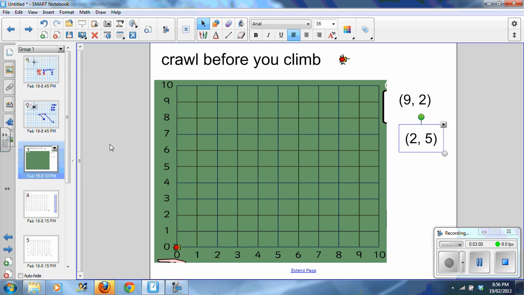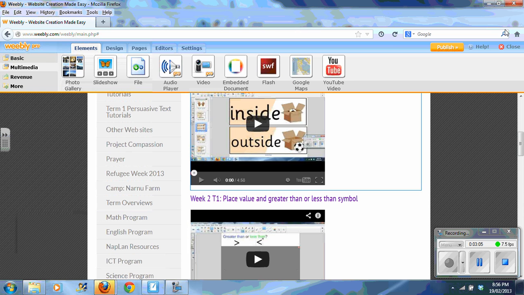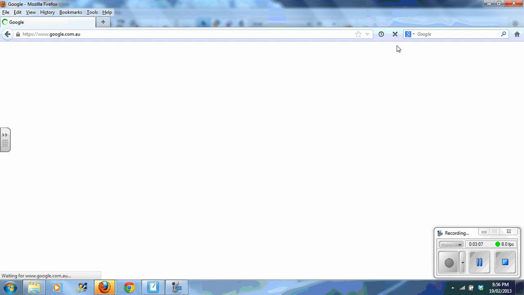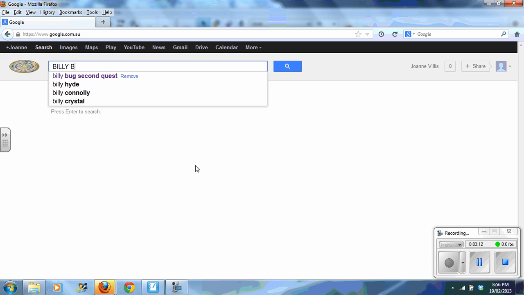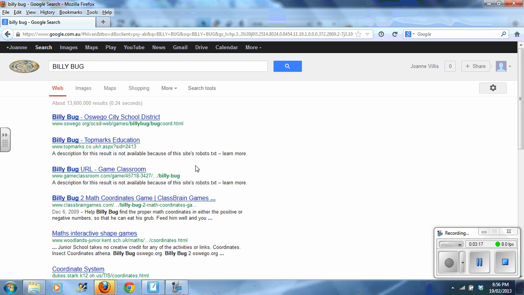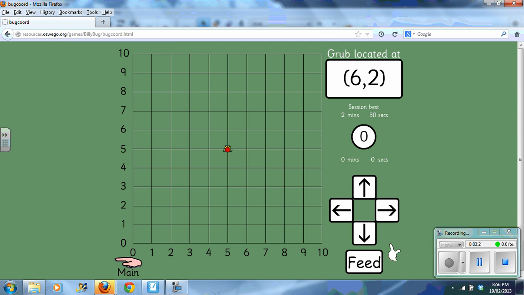Then we looked at Billy Bug. Billy Bug is really cool. Have I got him open? No, I'm going to quickly go to Billy Bug. And here's our Billy Bug. So when you work with Billy Bug on your grid references, you crawl before you climb. Think about when you're a baby. You crawl and then you climb.